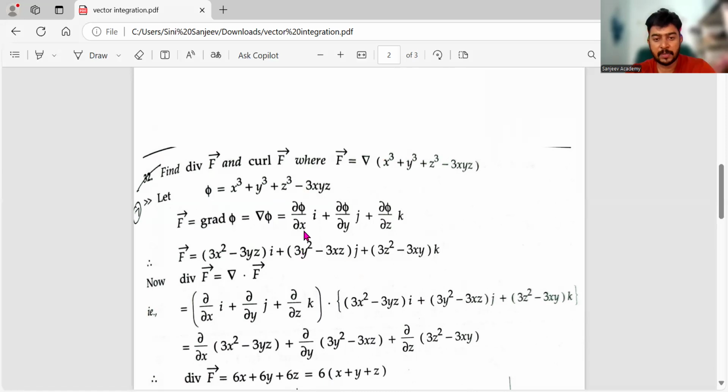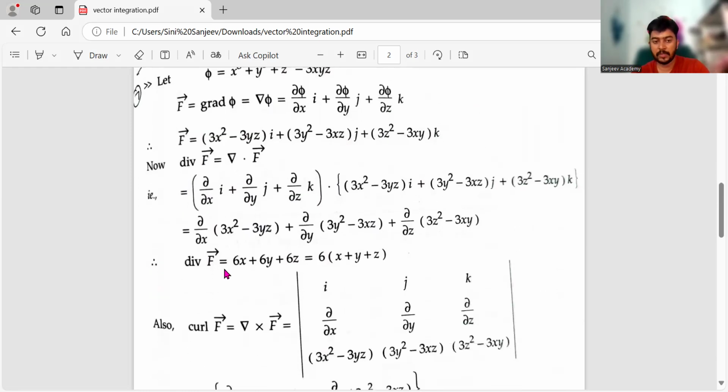Similarly, partial differentiation with respect to x. X cube is 3x square, y cube is 0, z cube is 0. And here again, x, what is the differentiation? 1. So 3yz. So similarly, do it for y and z. Now divergence of f, del dot f. So what is my del? Dou by dou x i, dou by dou y j, dou by dou z k. Whatever value you got here, put it here. And then do what? The dou by dou x of this term, dou by dou y of second term, dou by dou z of third term. And once you get that answer, that is nothing but divergence of f.